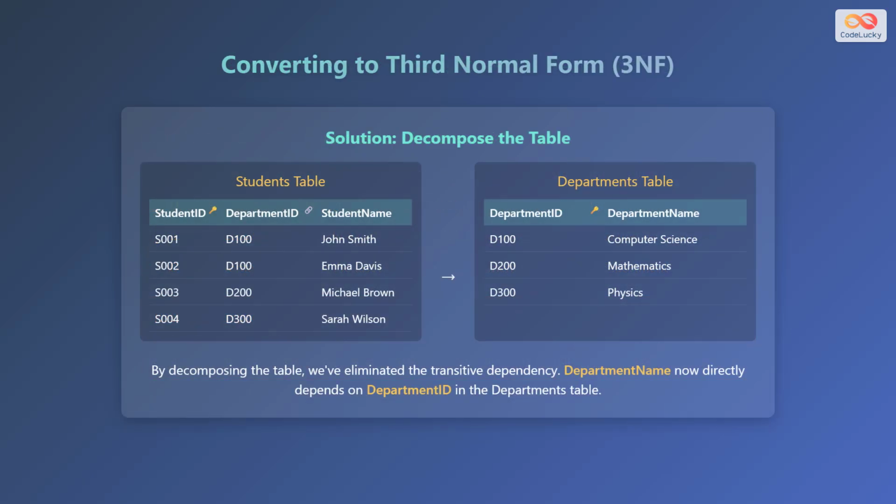So, how do we solve this problem? The solution is to decompose the table. We split the original table into two separate tables, a students table and a departments table. The students table includes student ID, department ID, and student name, with student ID as the primary key and department ID as a foreign key referencing the departments table. The departments table includes department ID and department name, with department ID as the primary key. By decomposing the table, we've eliminated the transitive dependency. Department name now directly depends on department ID in the departments table.